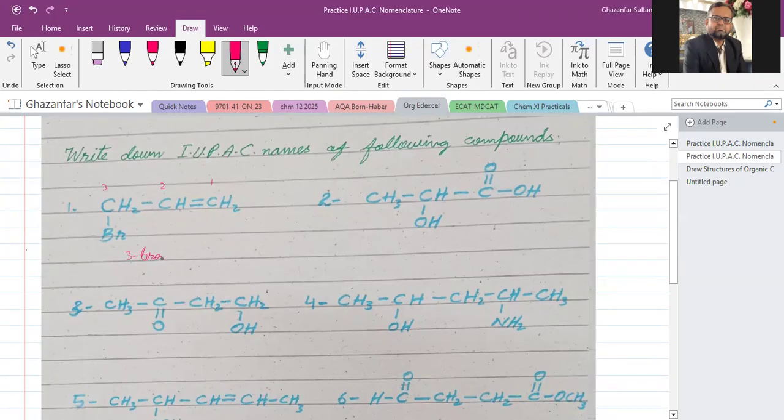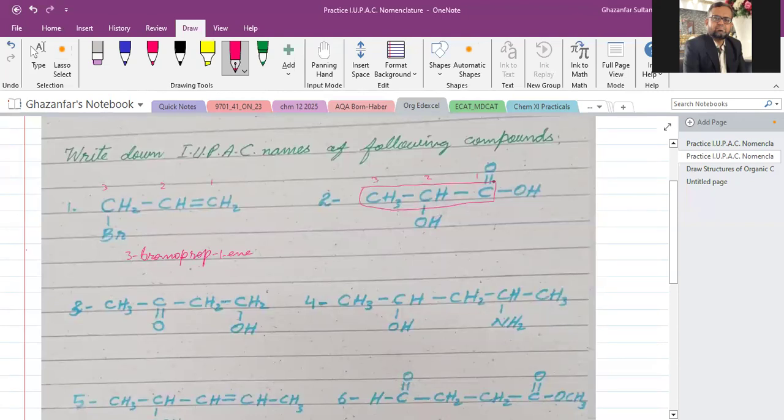3-bromoprop-1-ene. Correct. And now there is a functional group, carboxylic group and hydroxy group, and numbering starts from carboxylic group because it is given priority.